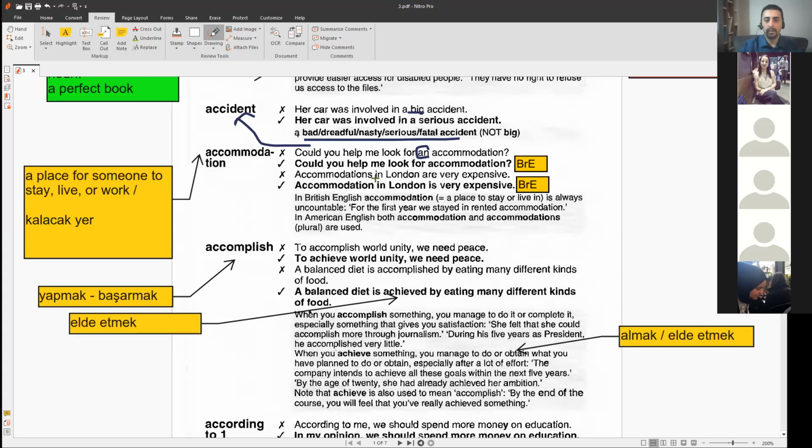Yes. As you see here, thank you, Recep. Accommodations and accommodation. The difference is here. As you see here, I have written BRE. BRE is the short form of British. In British English, accommodation, or a place for a person to live or work, is uncountable. In British English, they never say accommodations, but in American English, it is okay. You can say accommodations. So, Recep, can you please read this part in British English?